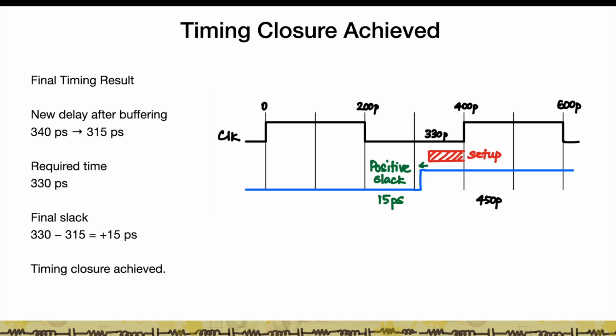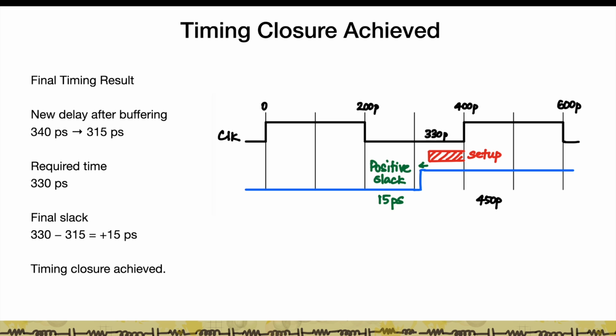We started at minus 120 picoseconds. Gate sizing recovered 60 picoseconds. VT swapping recovered another 50 picoseconds. Buffer insertion pushed us through the final 25 picoseconds. Three techniques applied in sequence, each tackling a different contributor: gate drive strength, threshold voltage, and interconnect RC.